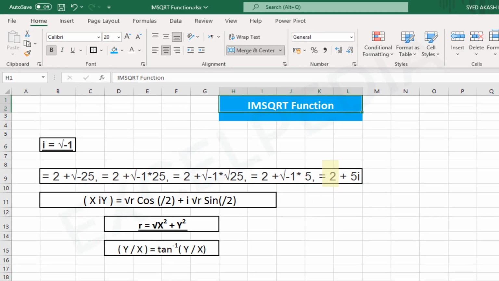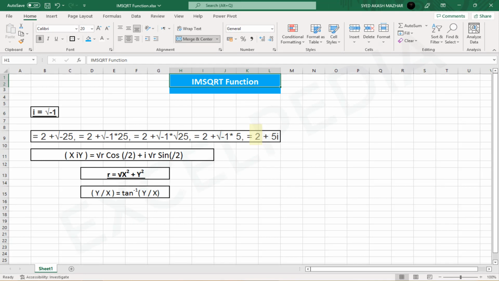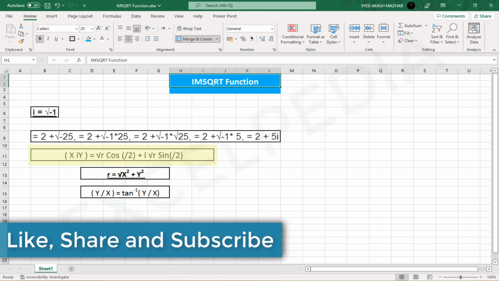A complex number is written in the x+iy format. The complex square root of a complex number, open parenthesis, x plus iy, is given by square root of x+iy, equals square root of r cosine, open parenthesis, θ/2, close parenthesis, plus i square root of r sine, open parenthesis, θ/2, close parenthesis. As you can see, 1.